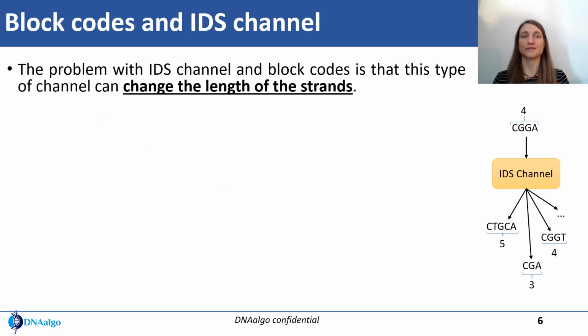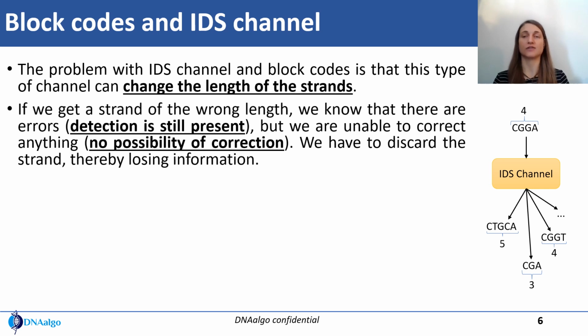To sum up, the problem with IDS channel and block codes is the fact that this particular channel can change the length of the strands, and this is a very big problem for block codes, because if the input of the decoder is of unexpected length, the decoder can only claim that there are errors, but it is not able to correct them. So detection is still present, but there is no possibility of correction. We have to discard the strand and lose the information we were trying to recover.